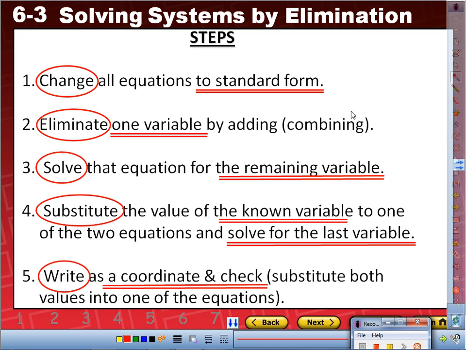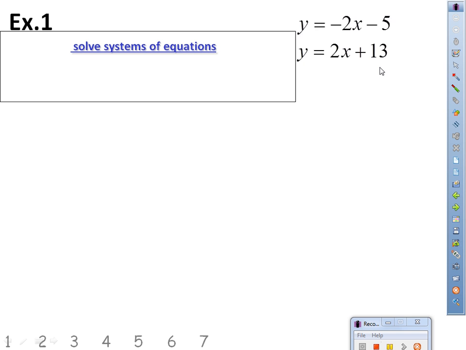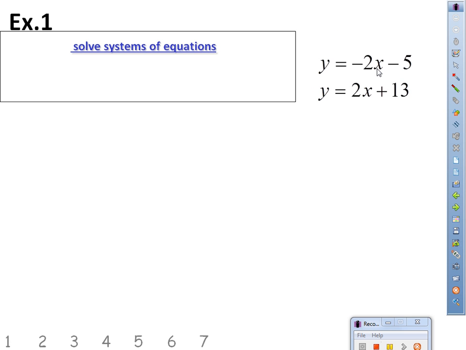So here we go. Copy example number 1 underneath that. Example 1. Don't copy that box. Just copy the system. y = -2x - 5, and y = 2x + 13.